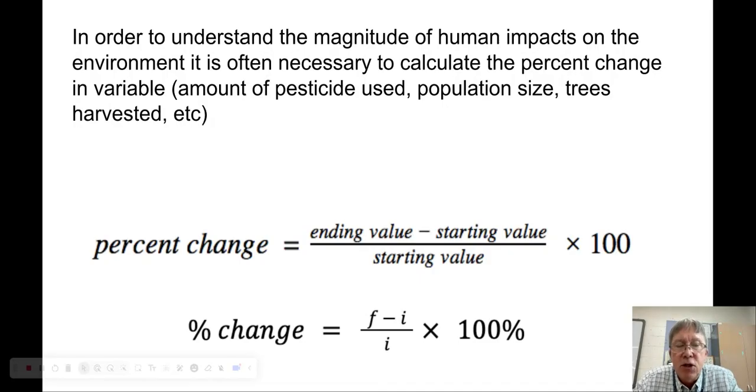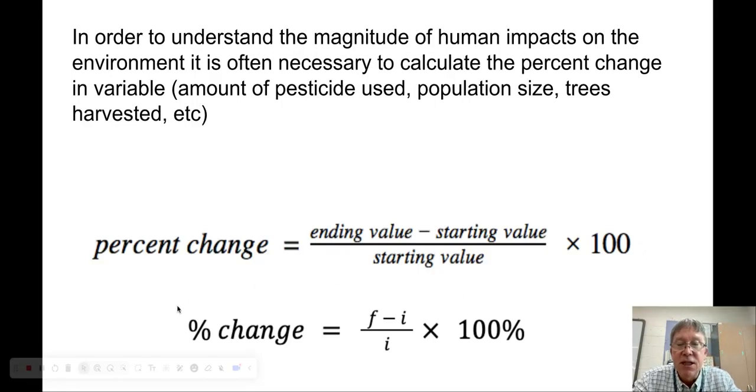This could be how much the amount of pesticide in the environment has changed, how much the population has changed, and so on. So the basic equation we use is this. The percent change in whatever variable is equal to the ending value of that variable minus the starting value of that variable, which is just the change in it, divided by the starting value, not divided by the final, divided by the starting value, times 100%. And I forgot to put the percent here, sorry.